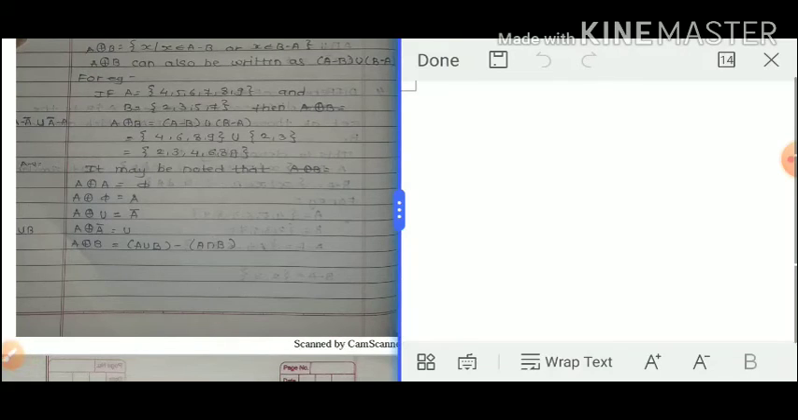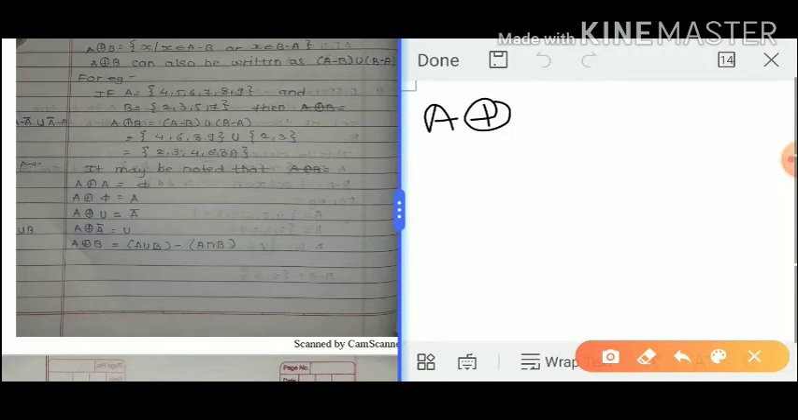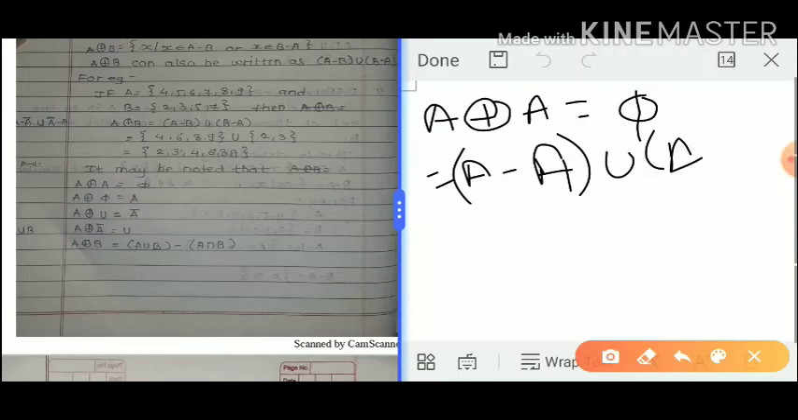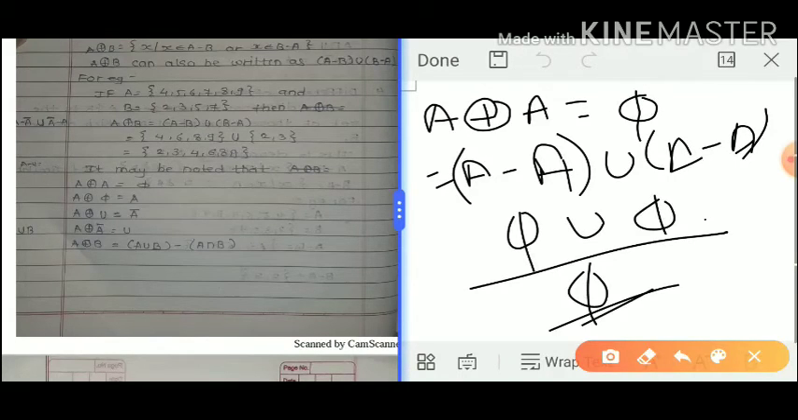Okay, next there are some important points of symmetric difference. A symmetric difference A is always phi, because here we need to find A minus A union A minus A. Here A minus A union A minus A is always phi, the union is always phi. So the answer of both sets is phi. So that means A symmetric difference A is always phi.